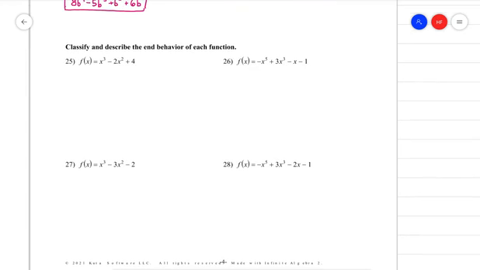So this last section, this is one of the last topics that we covered, and it is classifying polynomials. So we're going to classify and describe the end behavior. So we classify based on degree and number of terms. And we describe the end behavior by whether the degree is even or odd, and the lead coefficient, whether it's positive or negative.